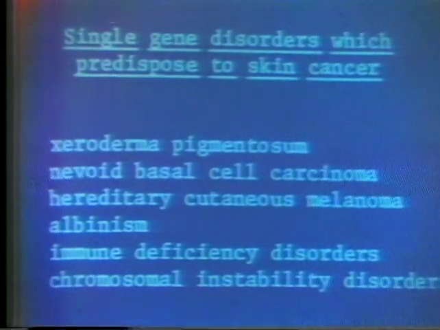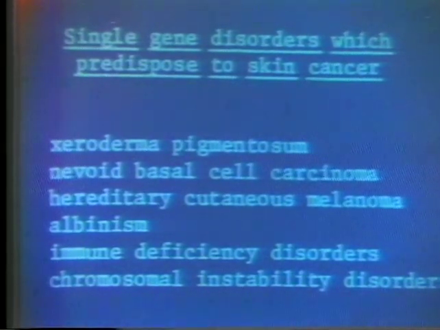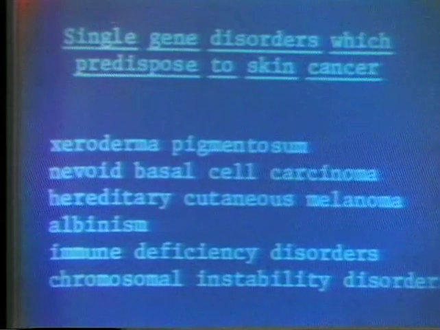Let me skip to albinism. That's simply an absence of any of the pigmentary protection which one needs or which protects one from the environment. The immune deficiency disorders would be certainly a different role in the predisposition to skin cancer. Chromosomal instability, again, may be related to the DNA repair mechanism, at least in Fanconi's anemia.